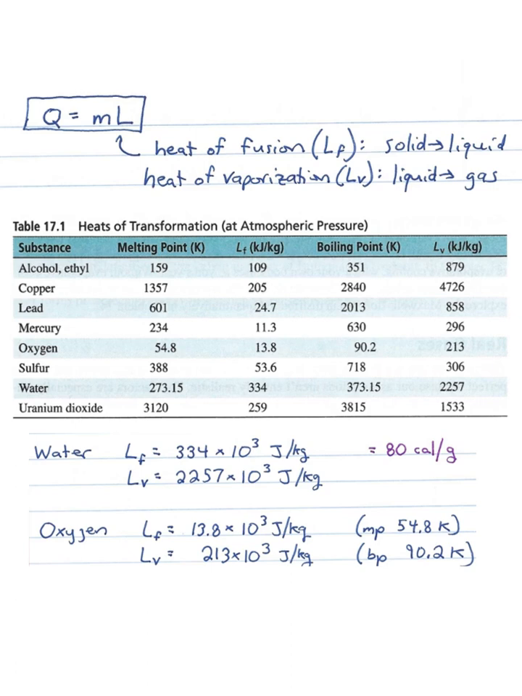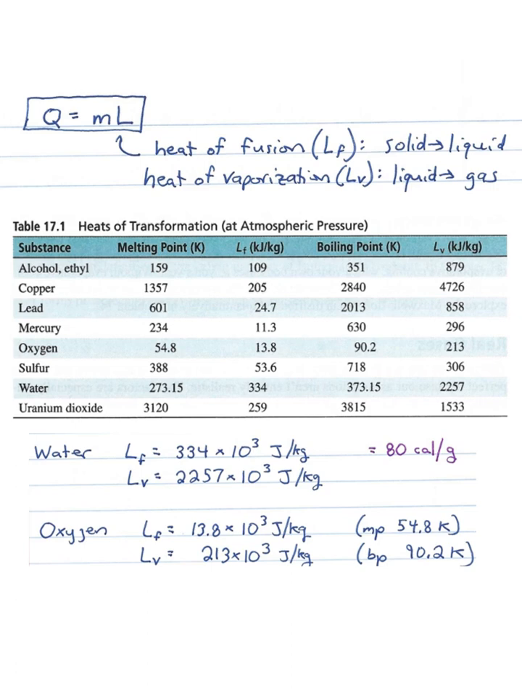Here is the equation that relates how much heat we put in versus how much is going to melt. It's Q equals mL. Q is the amount of heat that we put into the substance. The mass is its mass. And I put there an L. Sometimes it'll be L with a subscript F and sometimes with a subscript V. So there are two different L's for every substance.